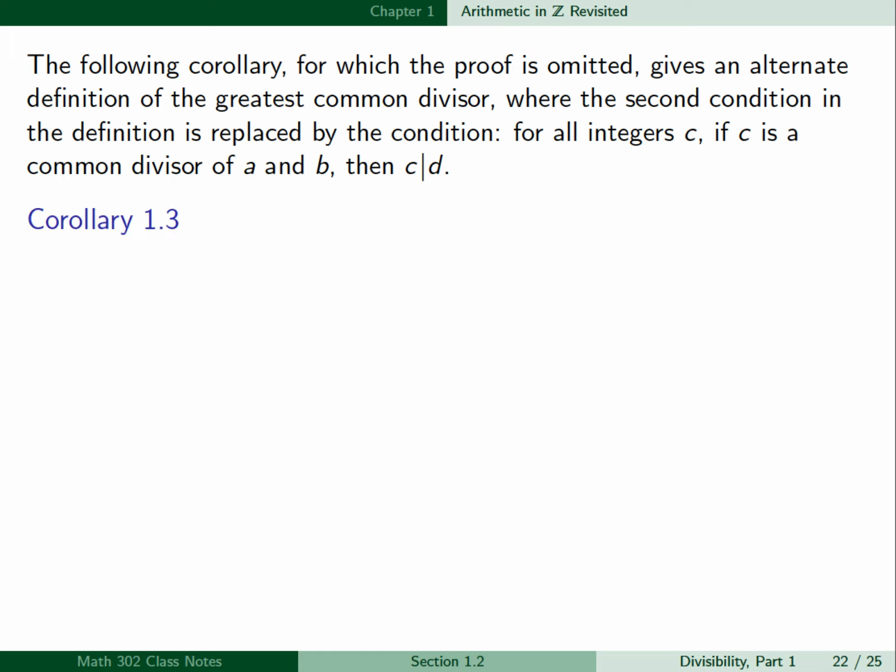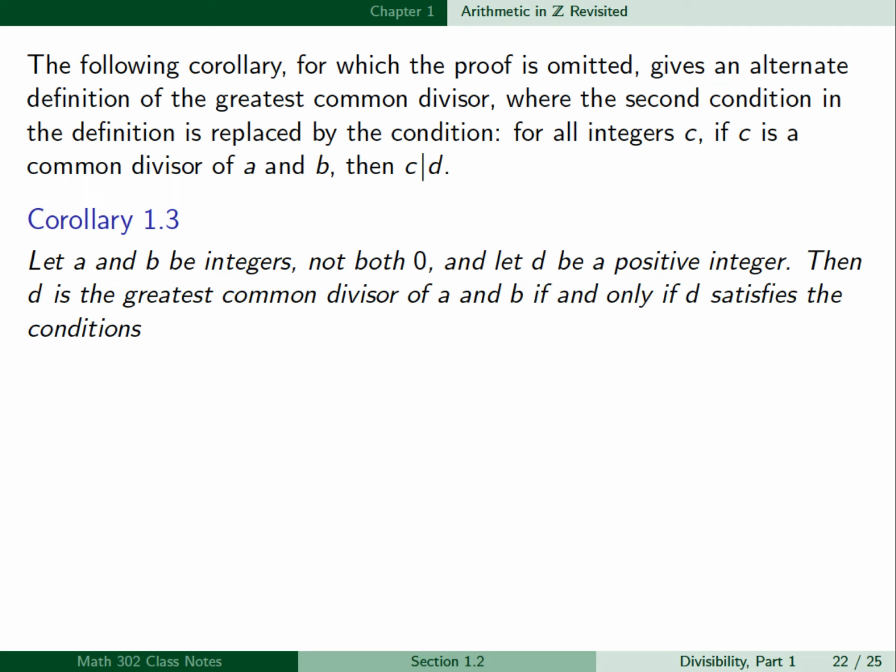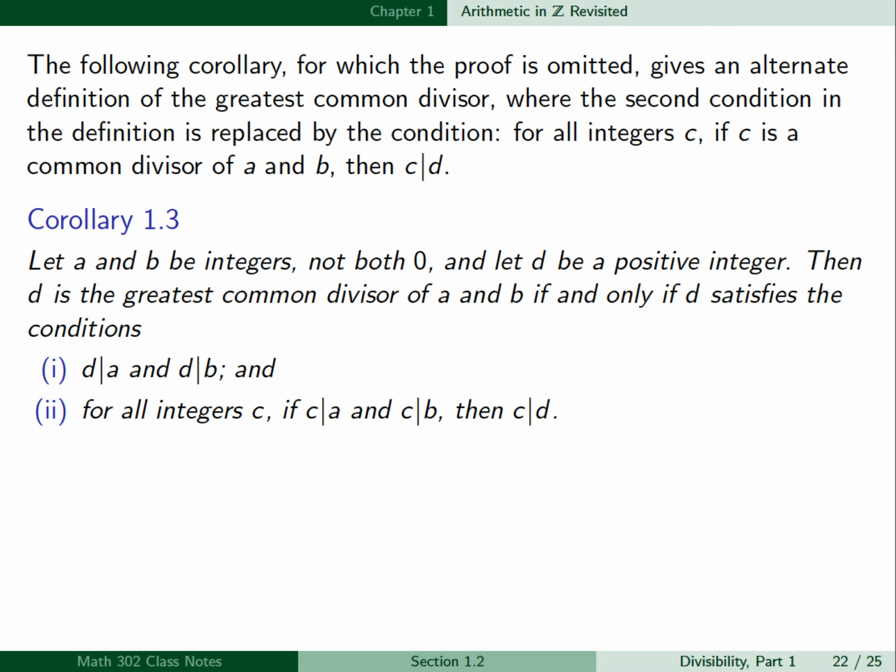So this is Corollary 1.3. Let a and b be integers, not both 0, and let d be a positive integer. Then d is the greatest common divisor of a and b if and only if d satisfies the conditions. First, d is a common divisor of a and b, so d divides a and d divides b. And secondly, for all integers c, if c divides a and c divides b, then c divides d. So this is just slightly different from the definition of the GCD.